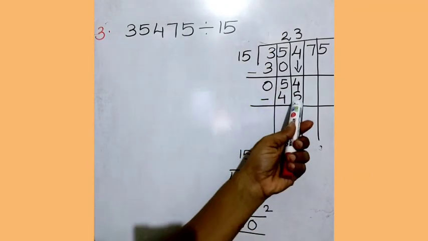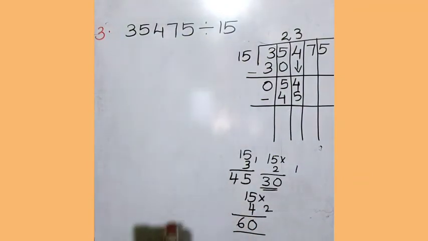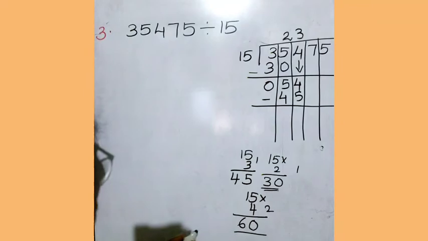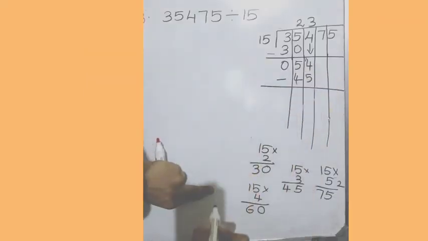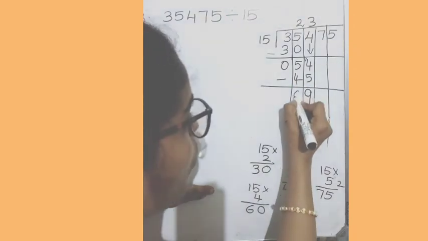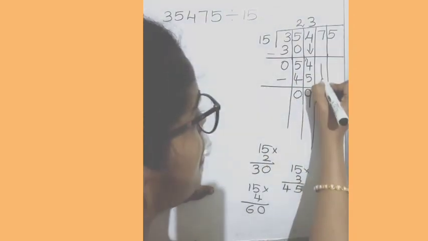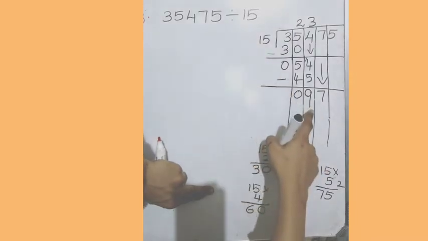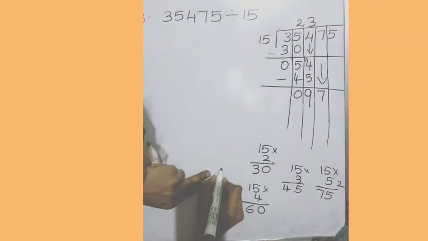Here, I cannot subtract 5 from 4. So, I have to rearrange this as 14 ones and 4 tens. Now this becomes 14. 14 minus 5. 6, 7, 8, 9, 10, 11, 12, 13, 14. It is 9. 4 minus 4, 0. Bringing down this 7 to this place. Now it becomes 97. How many times does 15 go in 97? We have to find out.